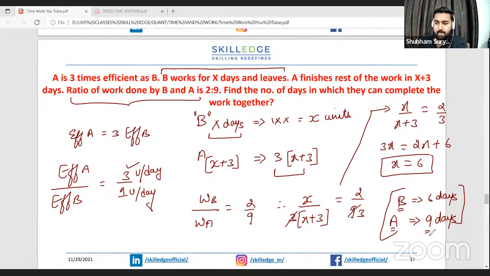Person A has worked for 9 days. Now, efficiency of B is how much? 1 unit of work per day. Okay. Now in these 6 days, B would have done how much units of work? 6 days, 1 unit per day. So it's gonna be 6 units.